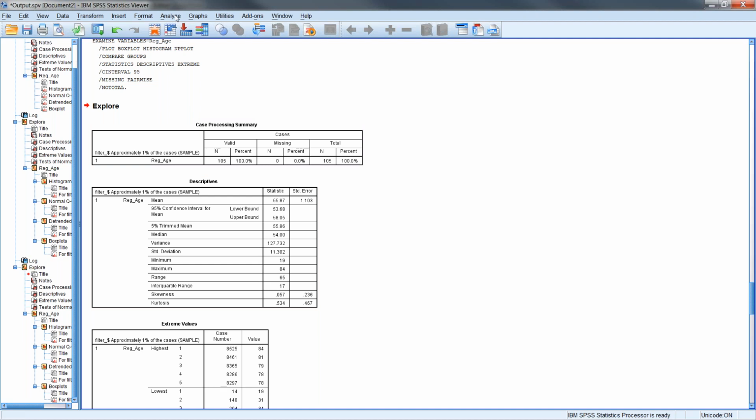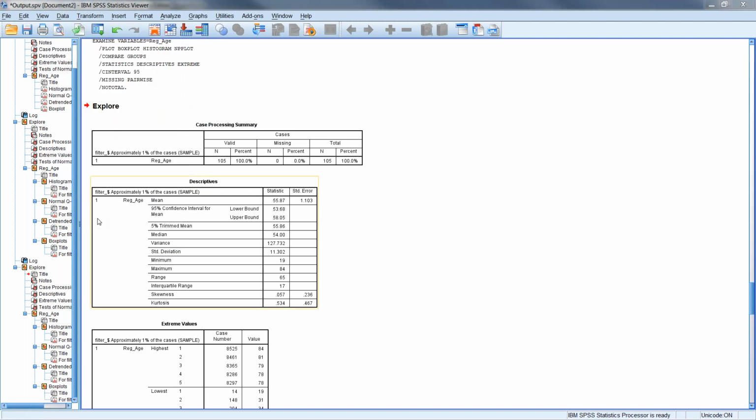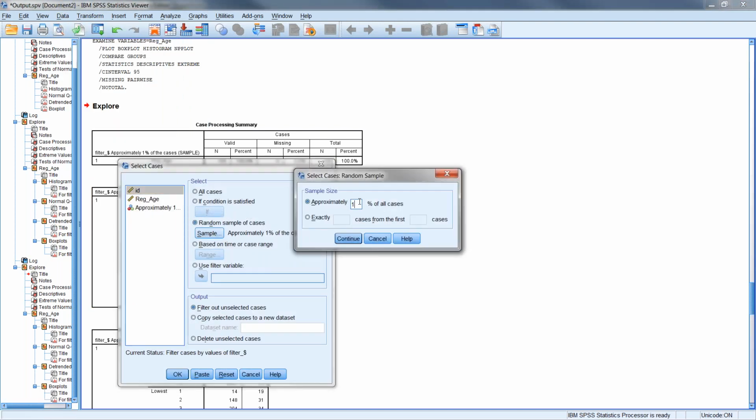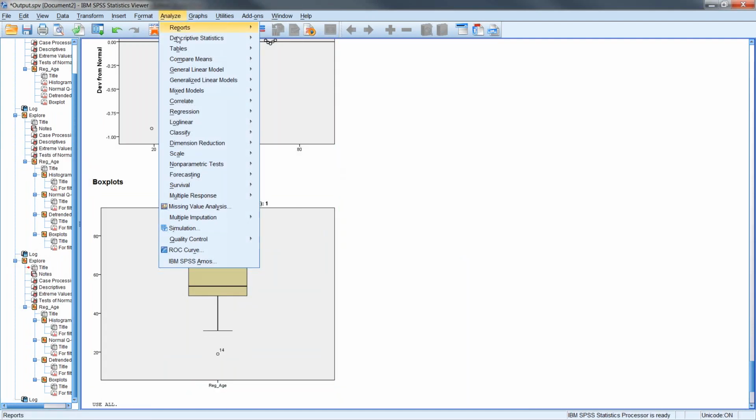Let's try it with something crazy. Let's just look at 3, okay? And then we'll be done. So let's go back into data, select cases, sample. I'm going to say I want to select exactly 3 cases from the first. How many did we have in our sample? Oh, I don't know, 9,400 something. Let's say, 9495. Okay, so I'm randomly selecting 3 from all of these. Okay, continue. Okay, and now let's go ahead and run it.